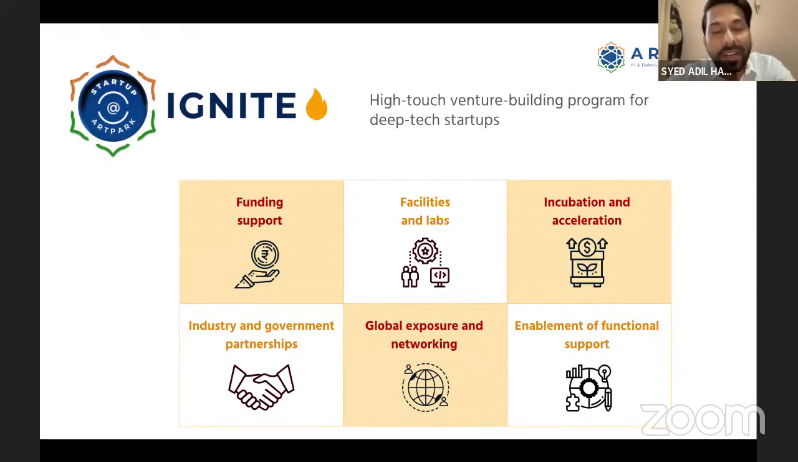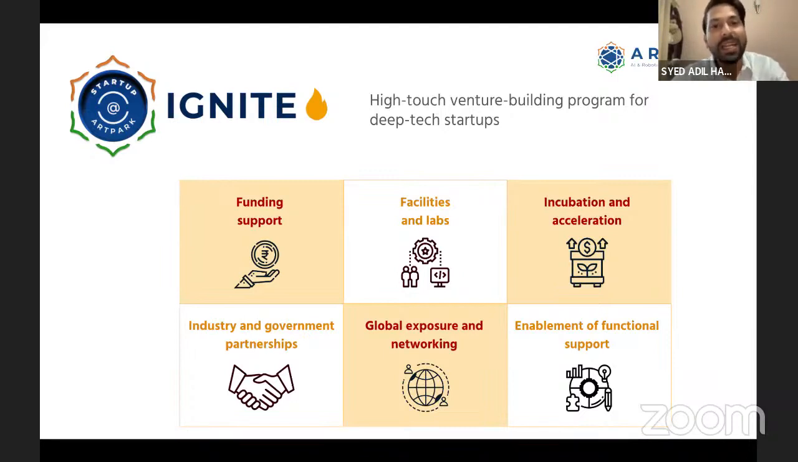And confidently, I should say, no one in the world is doing this program. What we do is we don't just support, we create deep tech startups. So we look for startup ideas to come in at TRL level 0 to 1. We exit them at TRL level 7, 8, or 9 in 24 months. We incubate them with us. We provide them funding support.